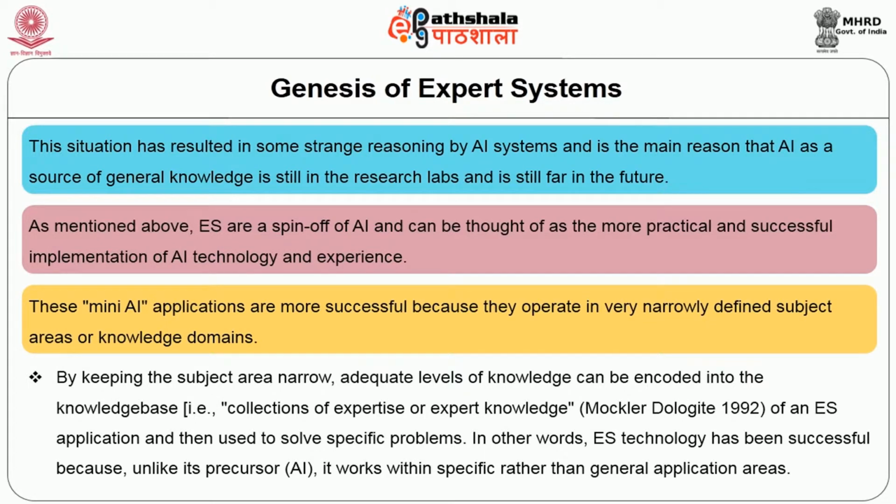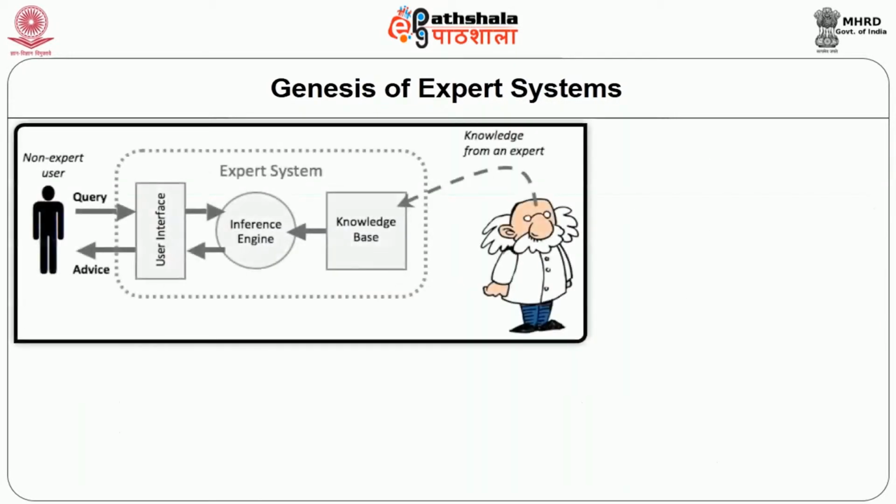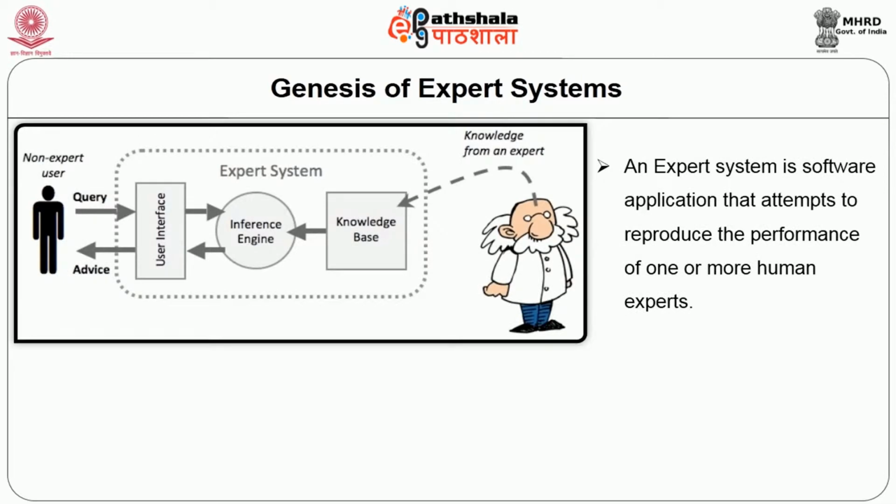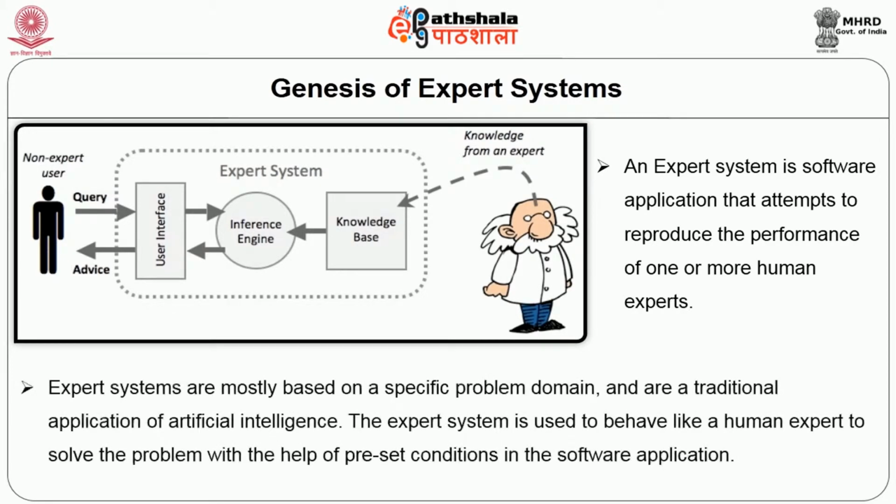In other words, expert system technology has been successful because, unlike its precursor, it works within specific rather than general application areas. An expert system is a software application that attempts to reproduce the performance of one or more human experts. Expert systems are mostly based on a specific problem domain and are a traditional application of artificial intelligence.